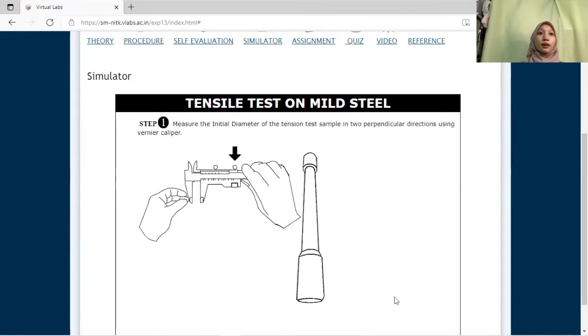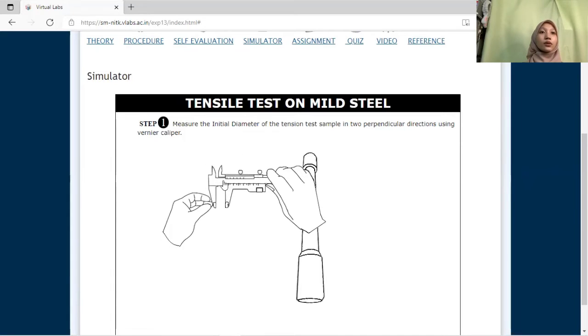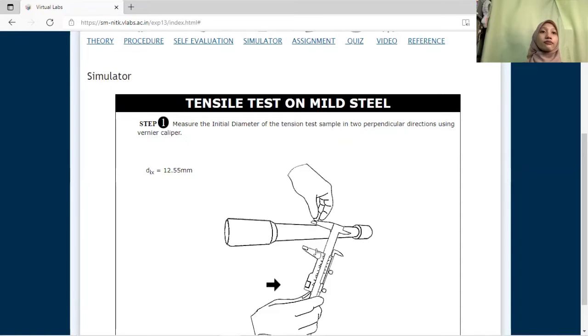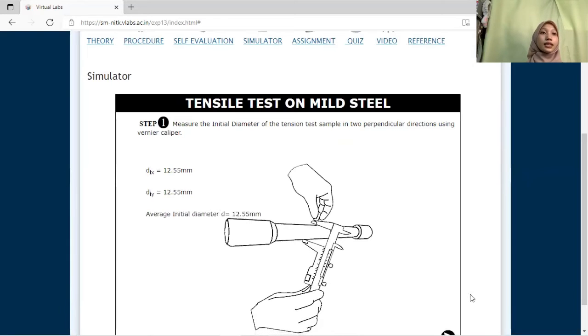Step 1. Measure the initial diameter of the tension test sample in two perpendicular directions using a vernier caliper. So, DIX is equal to 12.55 mm, DIY is equal to 12.55 mm. The average initial diameter D is equal to 12.55 mm.